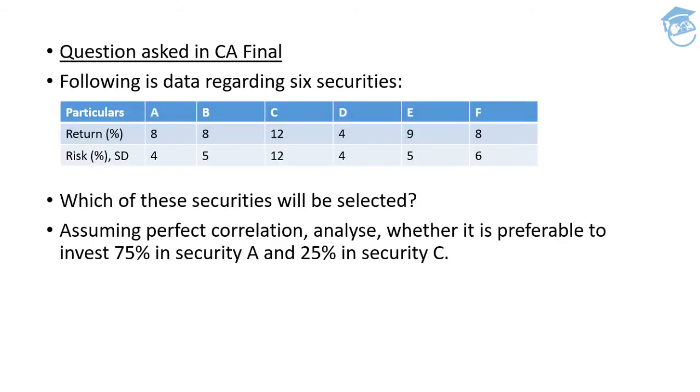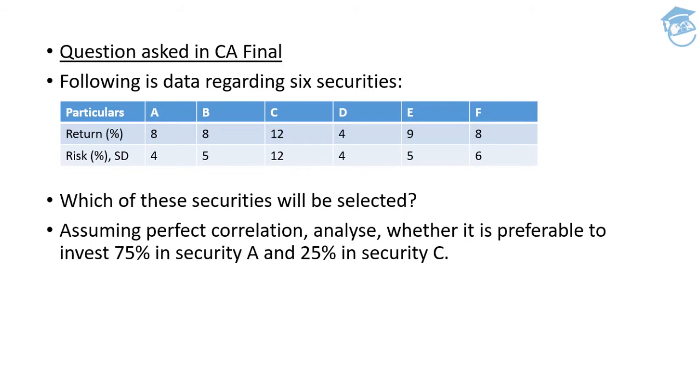This question was again asked in the CA final examination, and it says, following is the data regarding six securities A, B, C, D, E, and F. Guys, in this table, we have been provided with the return percentage, and at the same time, they have also provided us the risk percentage with it, which is the standard deviation.